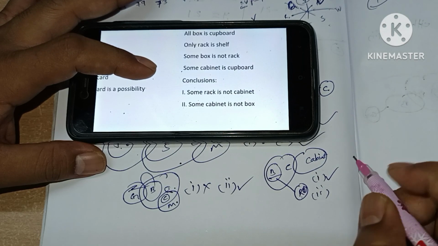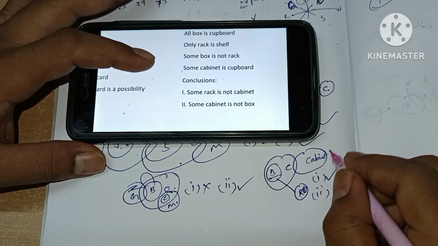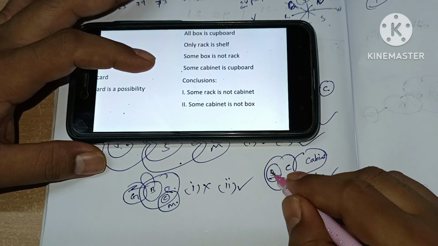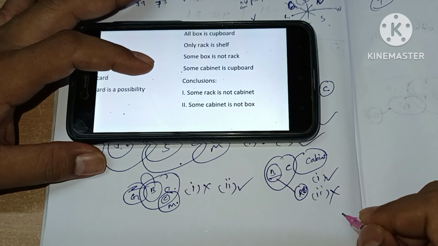Second conclusion, some cabinet is not box. We check whether all cabinet can be placed inside box. It is possible. All case possible means some not case will fail.